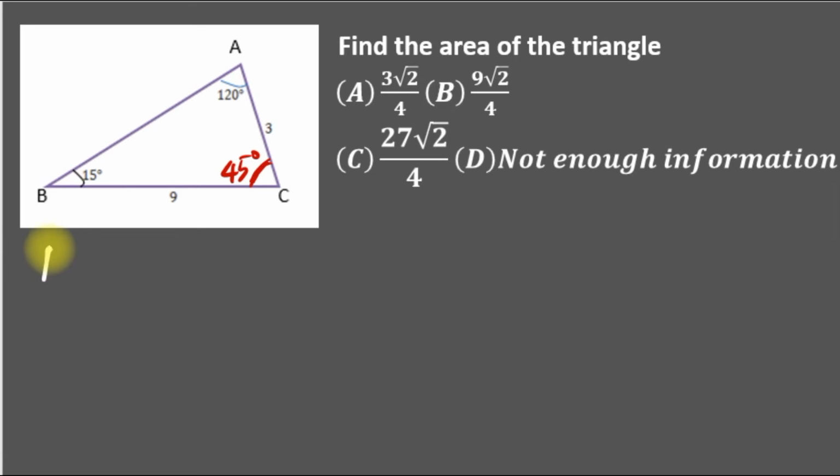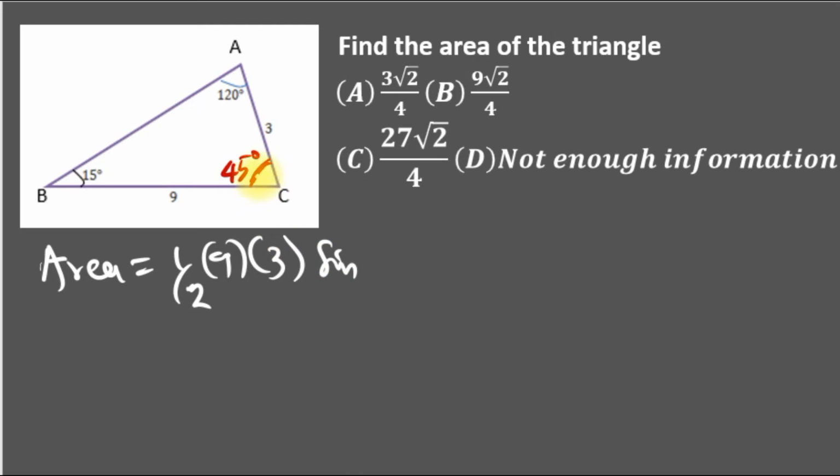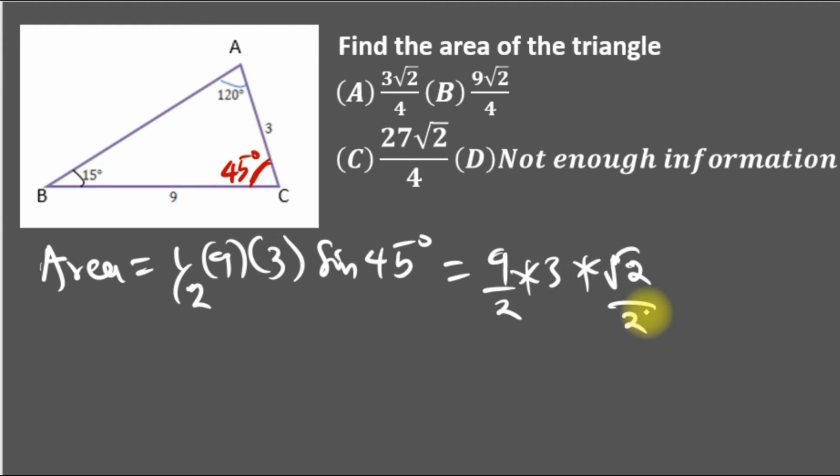So we have area now is half AB sine theta. Do you remember the area of a SAS triangle? So half times 9 times 3 times sine of the angle between the two given sides, which is 45 degrees. So let me write 9/2 times 3 times sine 45, which is √2/2. So the answer is 27/4 √2. So the answer is C.